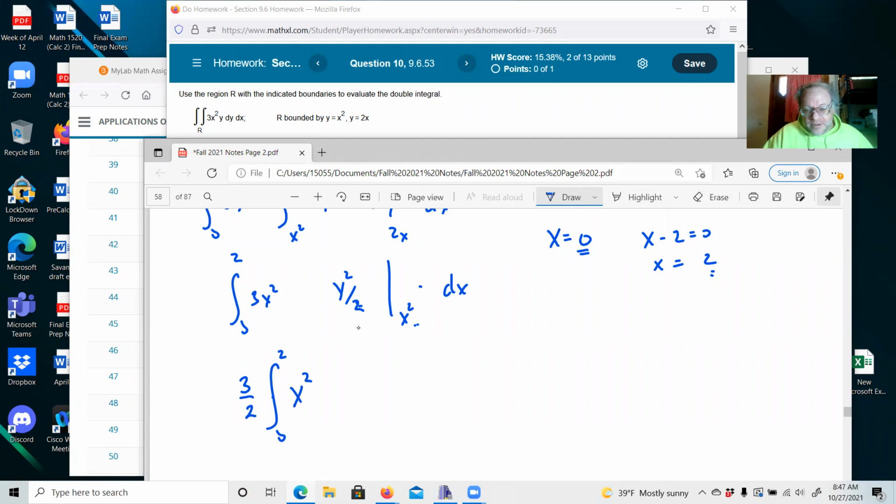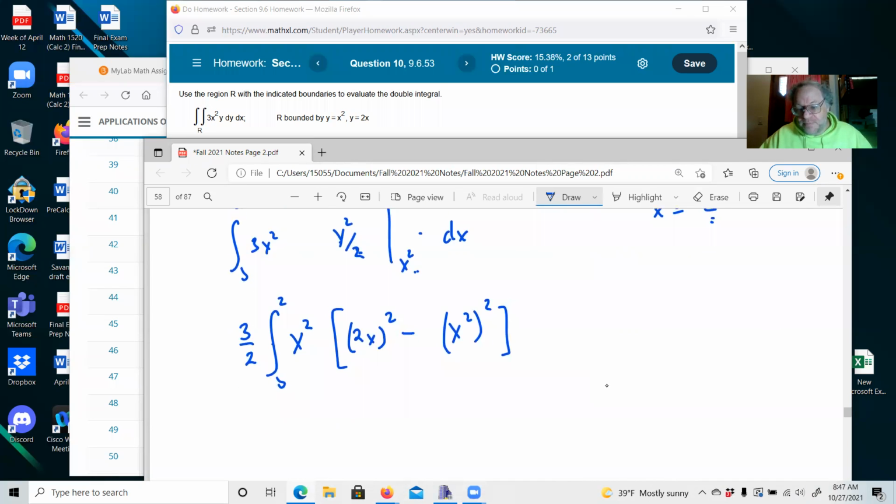We have an x squared, and then these are going to be squared. So we're going to have a 2x squared minus x squared in for y squared. Okay, so be careful about that. This is a little tricky. That's why we move stuff away, so that we can just concentrate on the parts that are going to be hard without having a lot of stuff in here to keep track of.